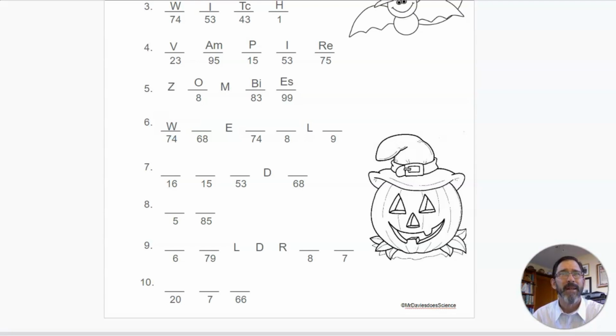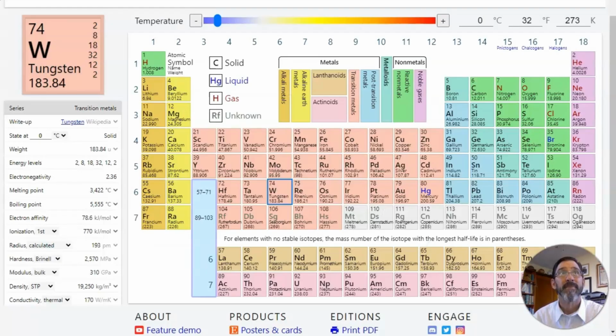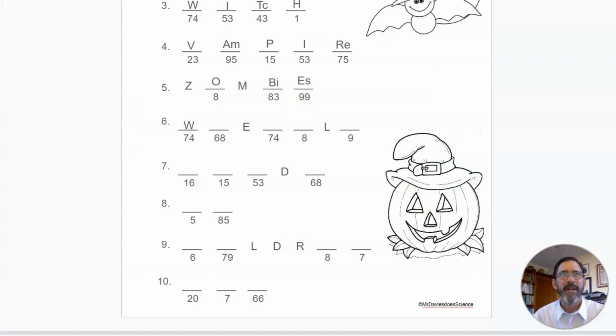Next up, atomic number 68. The element for number 68 is erbium. That can be found down in the lanthanides. Atomic symbol, capital E, lowercase r. Erbium. So above number 68, go ahead and print in a capital letter E, lowercase r for erbium.